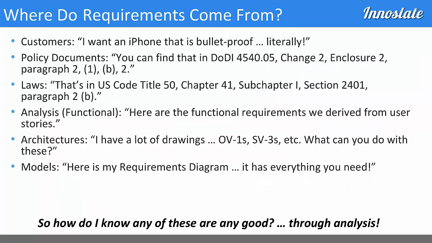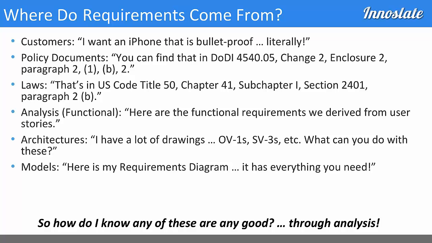So where do requirements come from? Well, the customer says, I want an iPhone that's bulletproof, literally. So somebody in the field thinks, oh, the communications things I'm working with are so big and bulky, and they're that way because they can withstand the impact in the environments they're in. But the user doesn't see that. They want an iPhone. So how do you meet those needs?